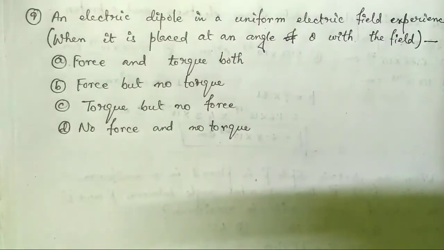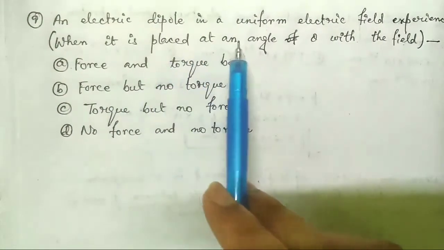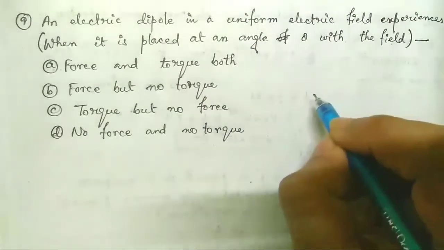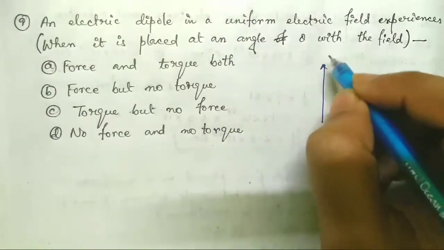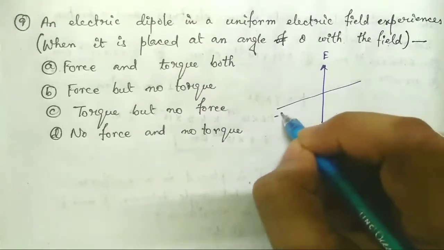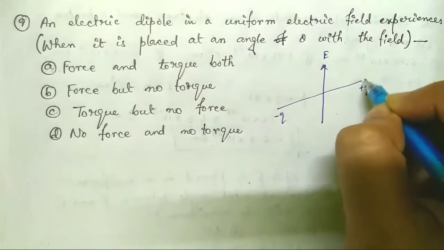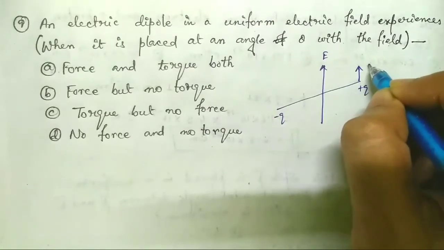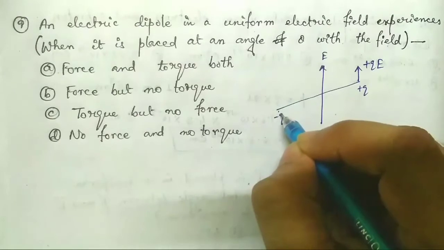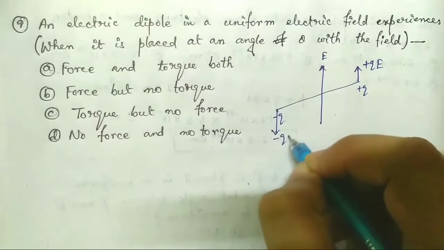Question number 9. An electric dipole in a uniform electric field experiences, when it is placed at an angle theta with the field. We have seen that this is the direction of electric field. If this is the electric dipole, this is minus q, this is plus q. The force experienced by the plus q charge will be plus q into E, and the force experienced by the negative charge minus q will be minus q into E.